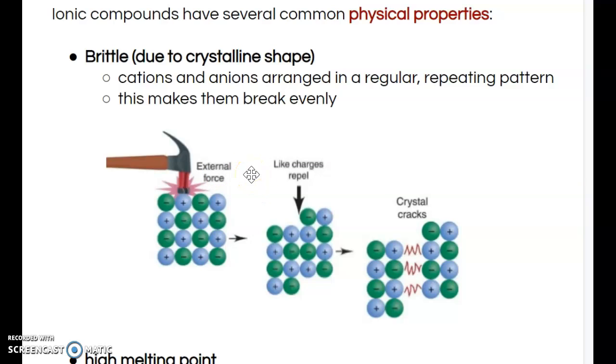They have a crystalline structure, and these cations and anions arrange in a regular repeating pattern. As you can see here, you're going to have your negative, positive, negative, positive, negative, positive. You'll never have a positive positive together or negative negative together. So they form these cubes and these crystals. This makes them very easy to break.